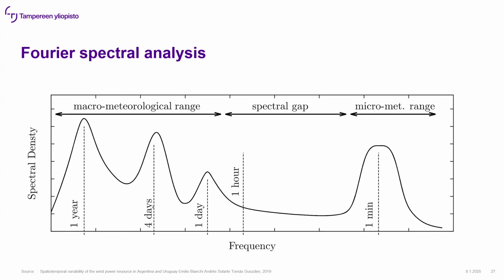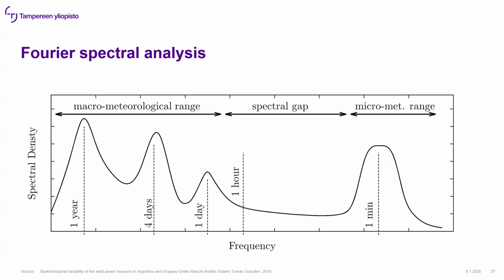I can show you the example from here. Actually, in here you can see from wind power. When you get this spectral density as a function of frequency, you get spikes, one spike for 1 year, 4 days, 1 day, and 1 minute. So these spikes relate to the macro meteorological range, and there's a certain spectral gap that doesn't contain too many spikes.